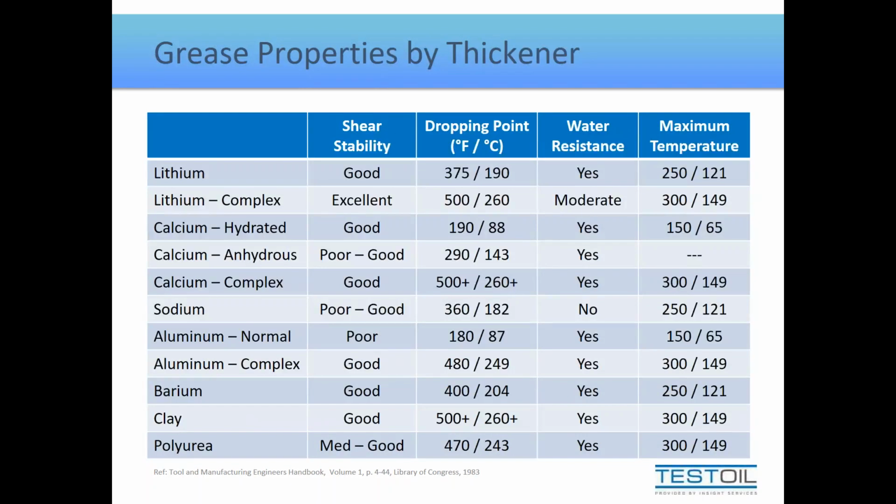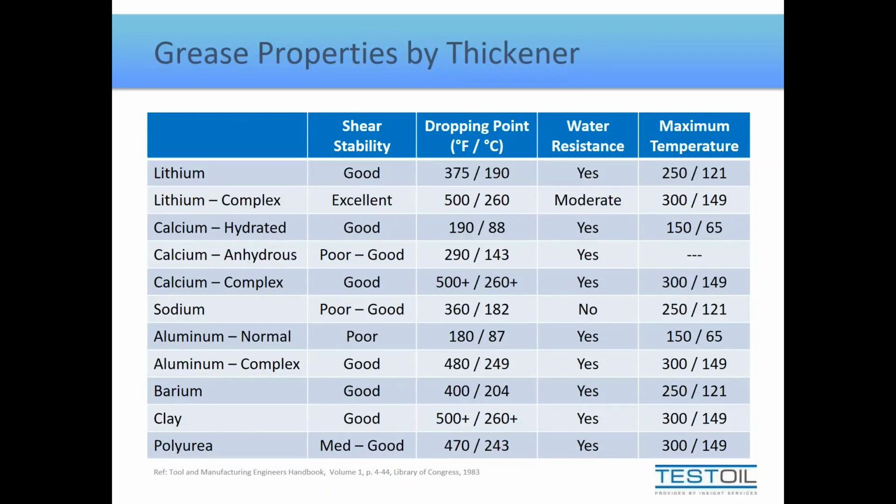Like I said, this table is just some broad-based numbers to help illustrate that complexing definitely enhances the grease's dropping point significantly. The rest of the chart just shows you how shear stable these greases are naturally and if there's any water resistance to them, which most of them do. It's only sodium that really stands out as not having decent water resistance.